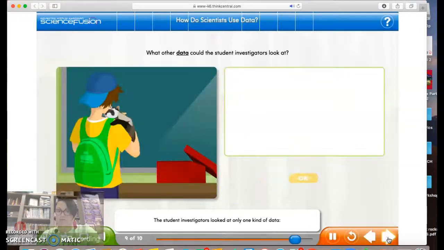The student investigators looked at only one kind of data, the items of clothing. There was some other information they needed but did not get. Write what you think this information was in the box. Click the OK button when you are finished.